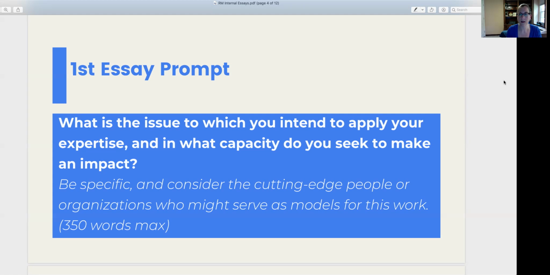And then at the same time, sell me on this idea that after the graduate education that you're having, you would seek to align yourself with XYZ organization because they do this thing that's so connected to the expertise and experiences that you are currently developing. We have a little hint here to be specific and to consider cutting edge people or organizations who might serve as models for work or for this work.